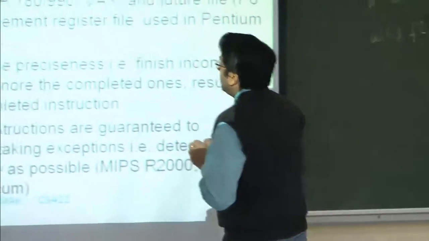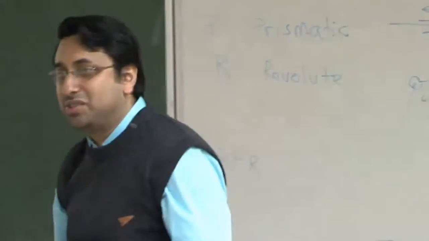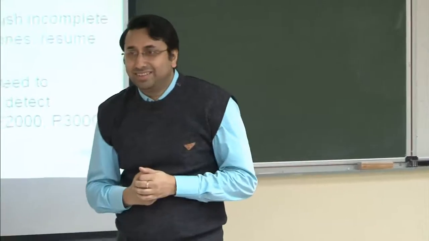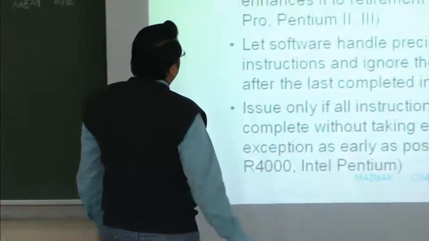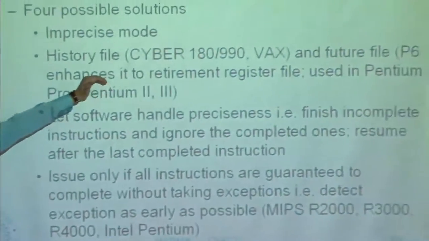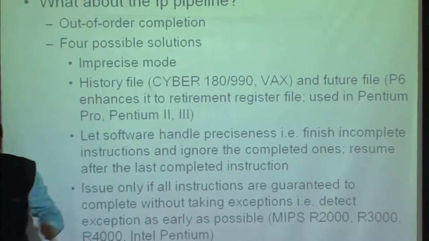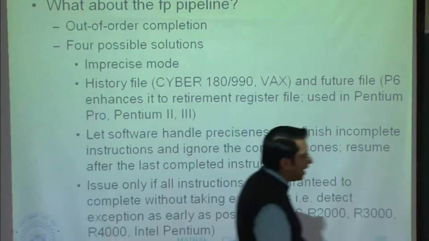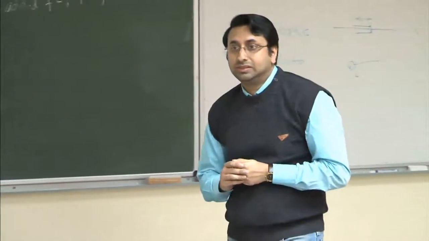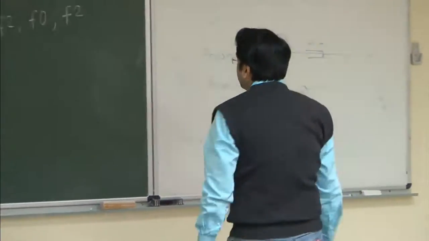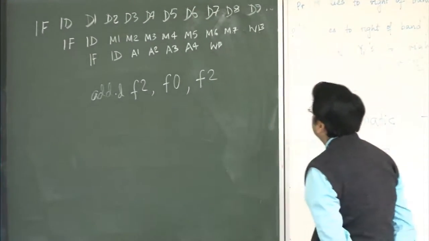The second solution is to have a history file. Can anybody guess what it might be from the name? What could be a history file? Previous register values. Right, exactly. Before it overwrites a register, it saves the register to a separate register file. That's called a history file. It tells you what the value was before this instruction. So how does it help in maintaining precise exception? How do I use a history file? If you're writing to the same register, for example, in multiply and add instruction. Yep. So when you write that for multiply, yep.